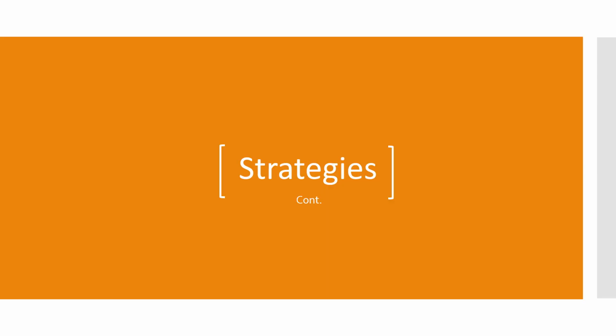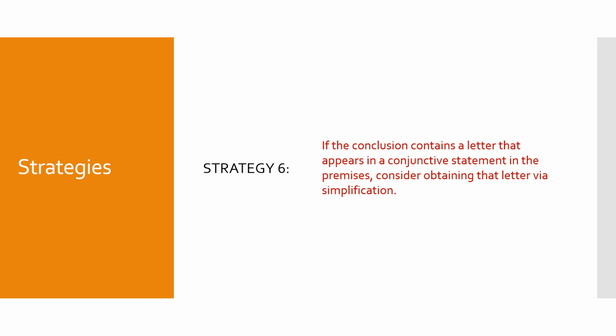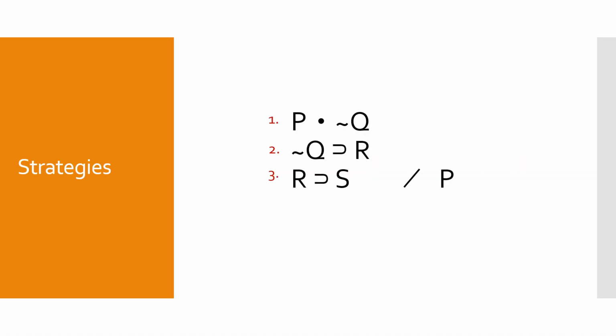So the last step for this video is to talk about various strategies that we can glean from what we understand of these rules. We can continue the strategies that we had in the last module, and we can just add to them another few. The first new strategy, strategy 6, says if the conclusion contains a letter that appears in a conjunctive statement in the premises, then we should consider obtaining that letter via simplification.